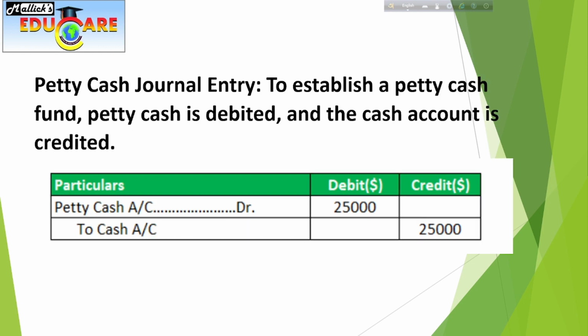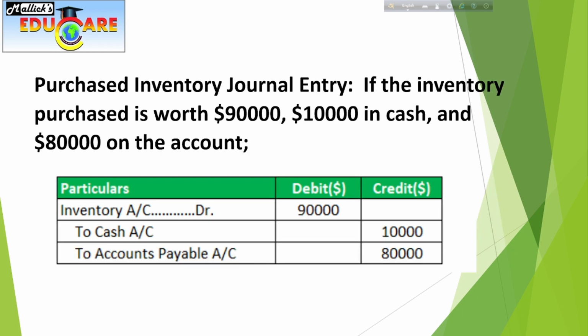Petty cash journal entry to establish a petty cash fund. Petty cash is debited and the cash account is credited. Petty cash account debit 25,000, to cash account credit 25,000.